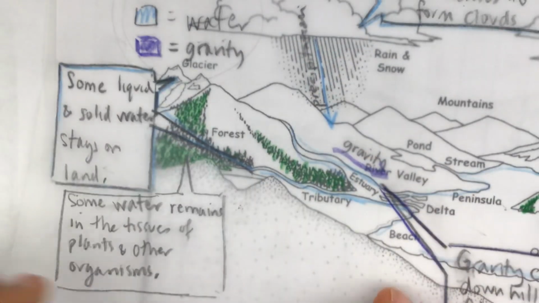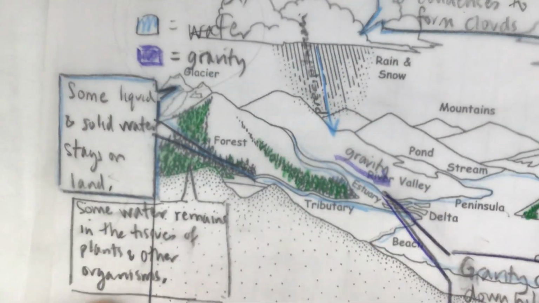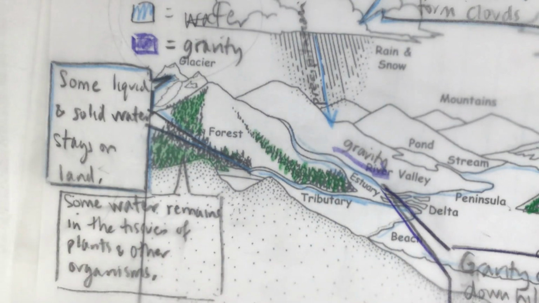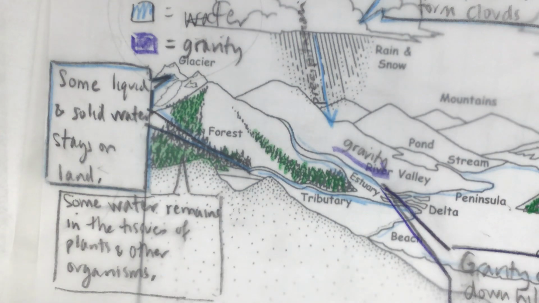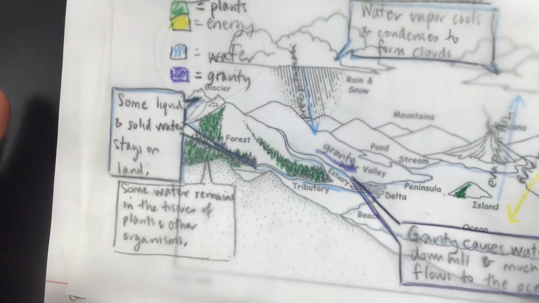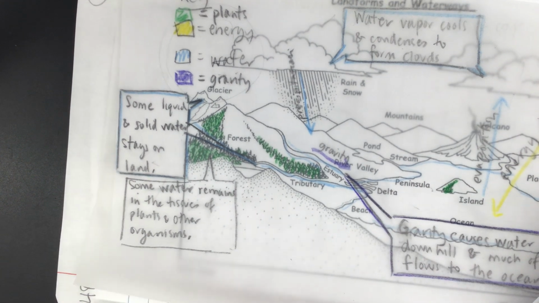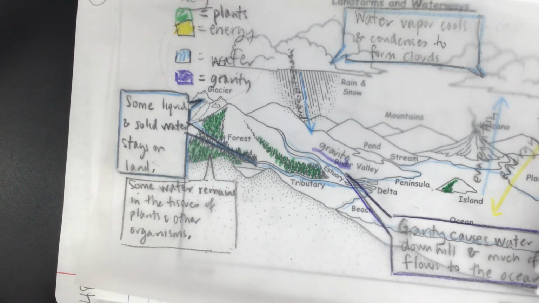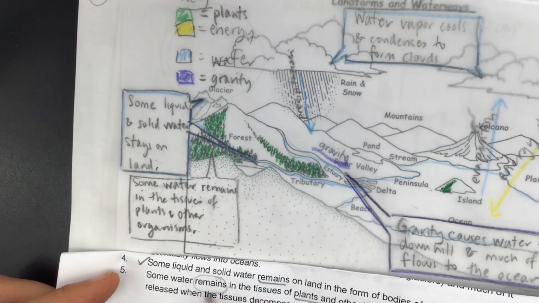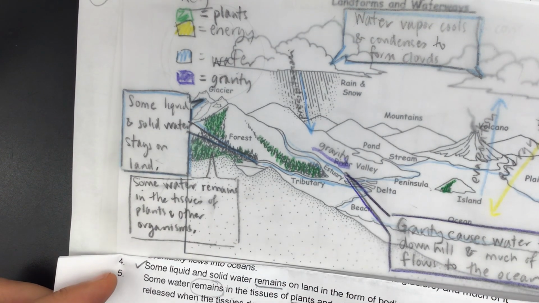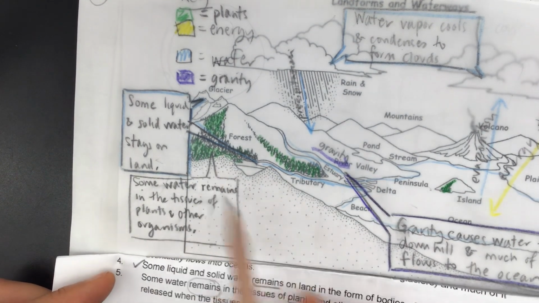So I'm gonna hold off on doing the coloring because I have to make another one and I just wanna make sure I have space and I don't need to shift stuff around. Because sometimes what'll happen is you'll put stuff together and then you realize you need to move something around because you didn't plan well enough. And when you start to color, then you kind of get yourself stuck. So let's see. Some water remains in the tissues of plants and living organisms. So we have that taken care of.